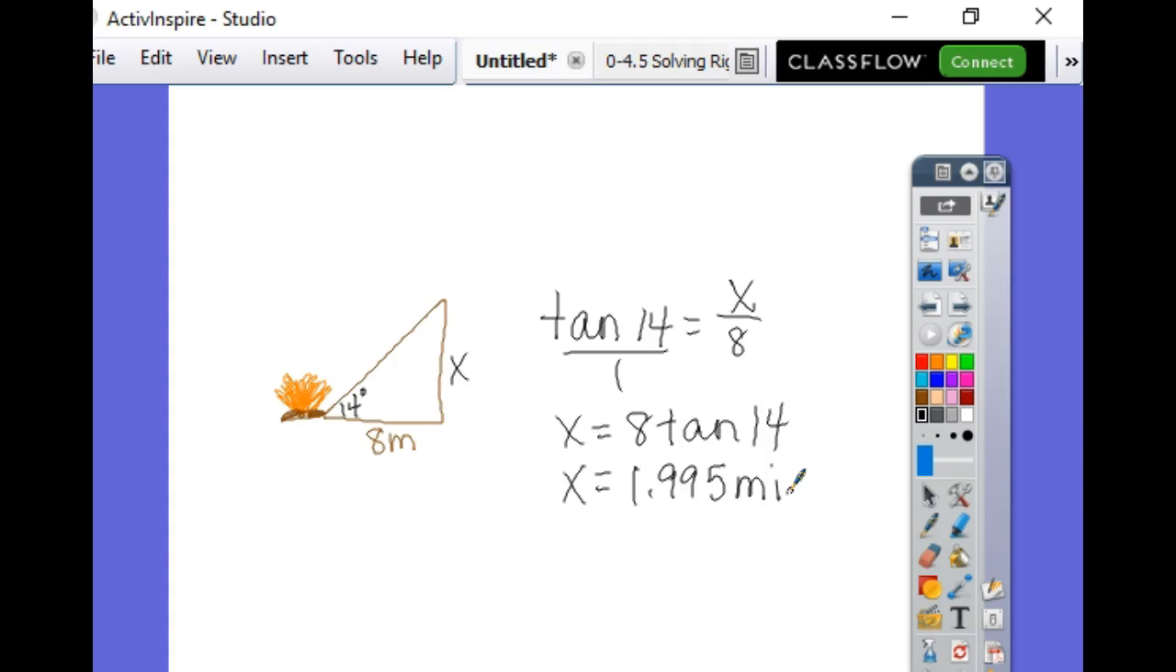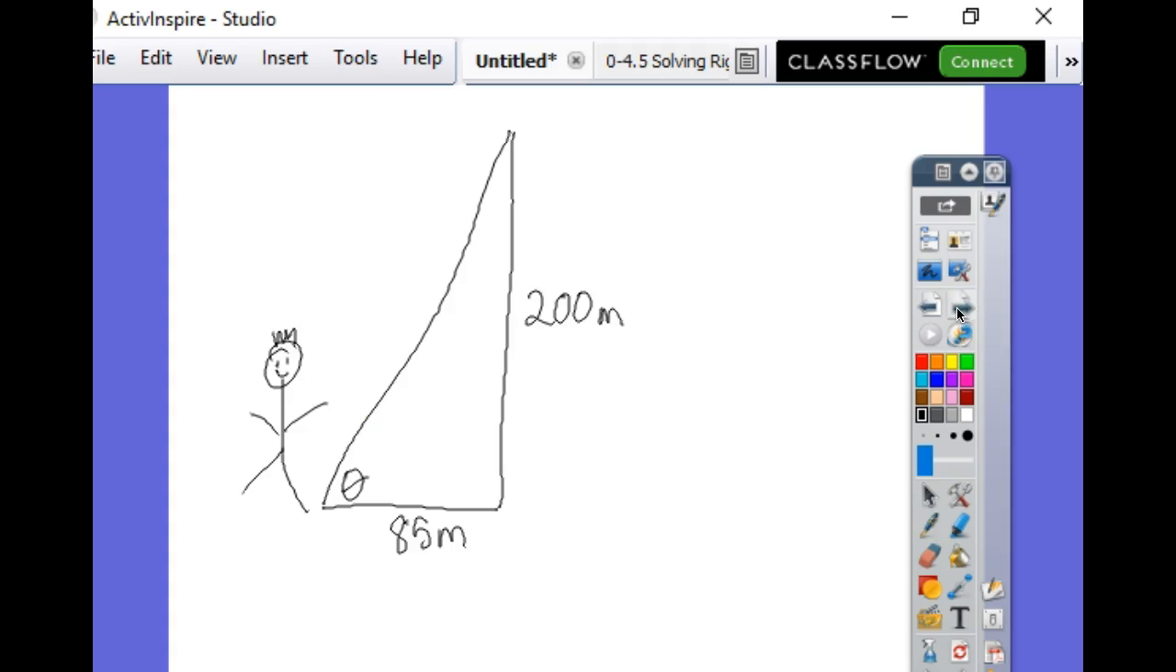Okay, so number 2. A man is standing. Here's the man. In case you didn't know, this is the man. The man, but he has hair. Okay. A man is standing 85 meters from the base of the tower. So here's the 85. And the tower is 200 meters tall. I want to find the angle of elevation.